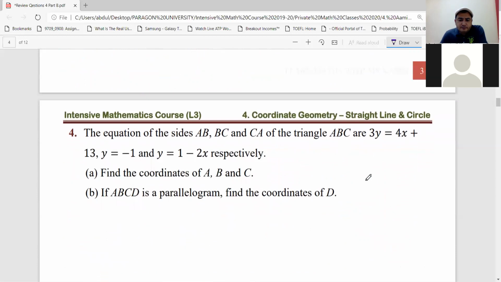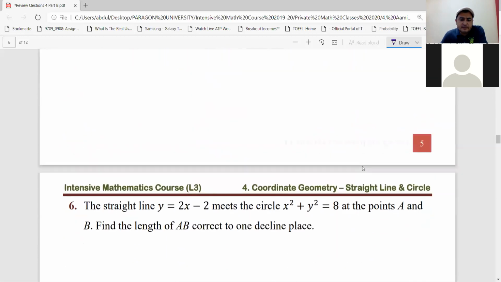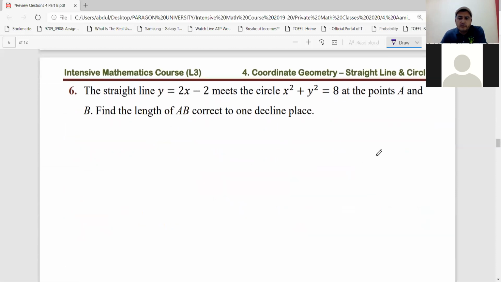Now let's do question 6. Okay, this one. The straight line y equals 2x minus 2 meets the circle x squared plus y squared equals 8 at the points A and B. Find the length of AB, correct to 1 decimal place.